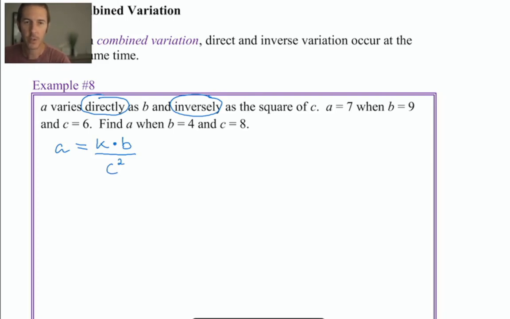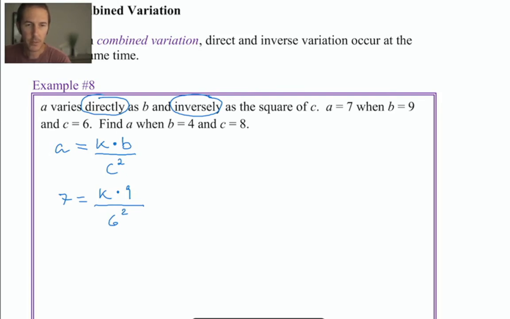We've got our equation. Let's plug in some given information that we can use to help us find our k value. So we have an a value of 7 is equal to, we don't know what k is, times a given b value of 9 over a given c value of 6, which we have to square. And now we have to solve for k.